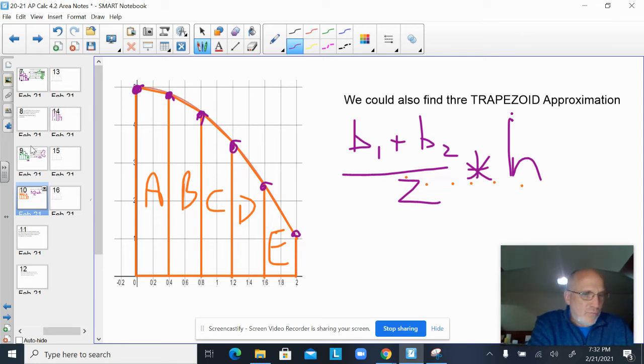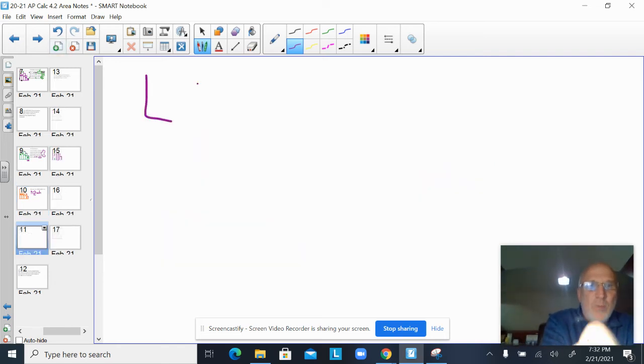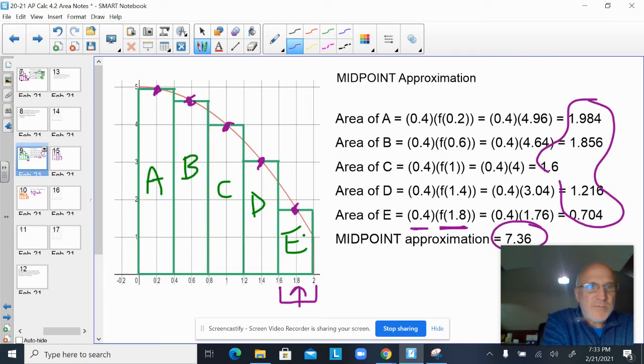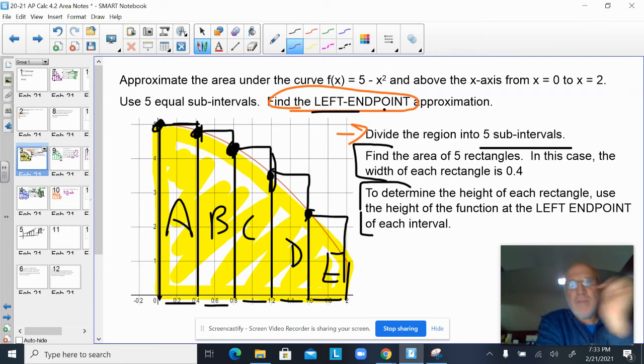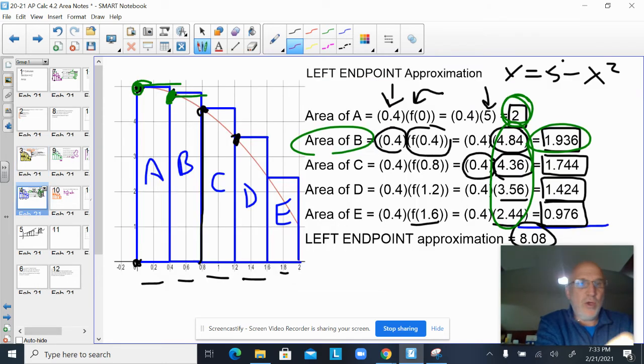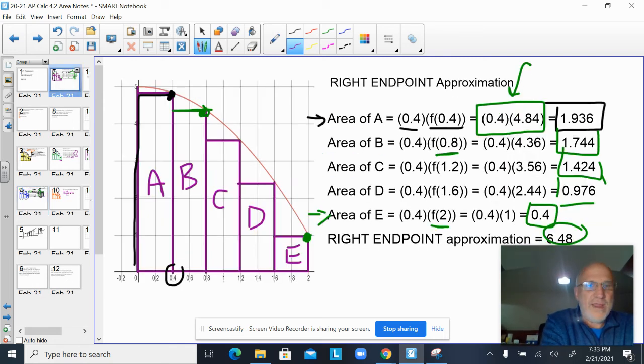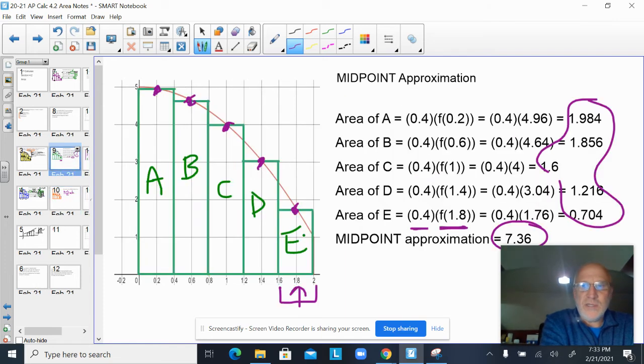So I want to show you just real quick. I know what calculus we're imitating here, so I am going to find the actual area and just compare it to our approximations. This was 5 minus x squared. Okay, so let's summarize this. My left endpoint was 8.08. And my right endpoint was 6.48. And my midpoint was 7.36.